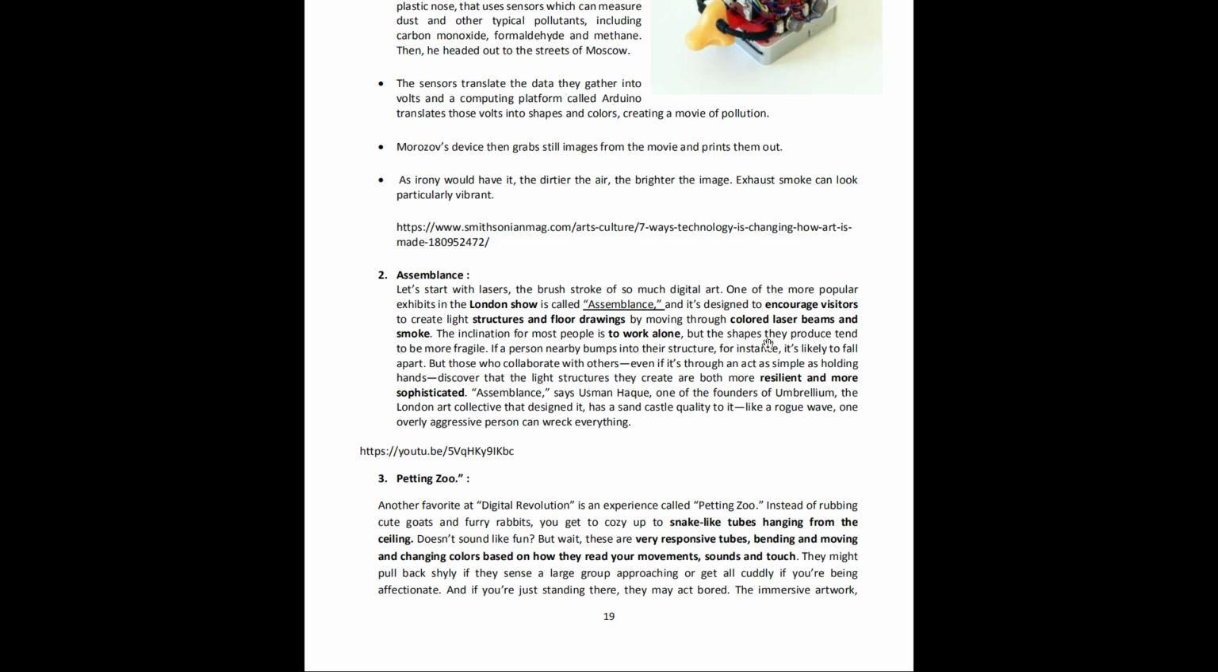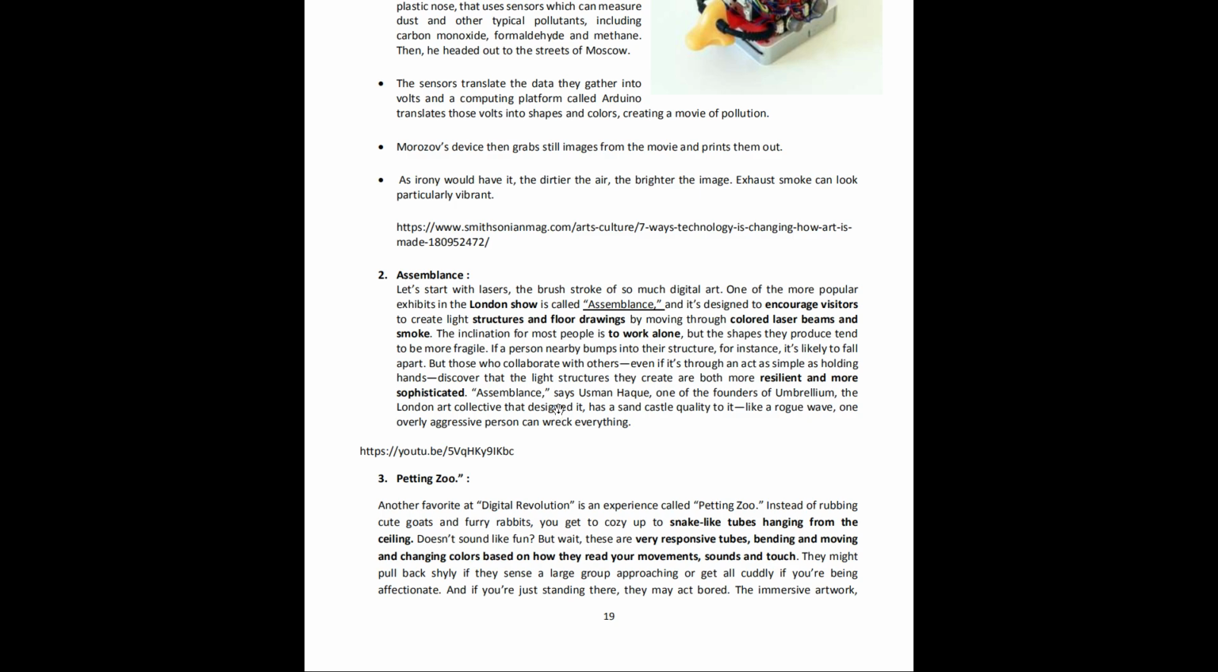The colored laser beams are designed to encourage visitors to create light structures and floor drawings by moving through colored laser beams and smoke. So basically it is interaction with light, and that is how Assemblance works. I can put you through that link, and you can see that video explained. A lot of videos are explaining the Umbrellium and the Assemblance which is there in London. A lot of new videos also are there.